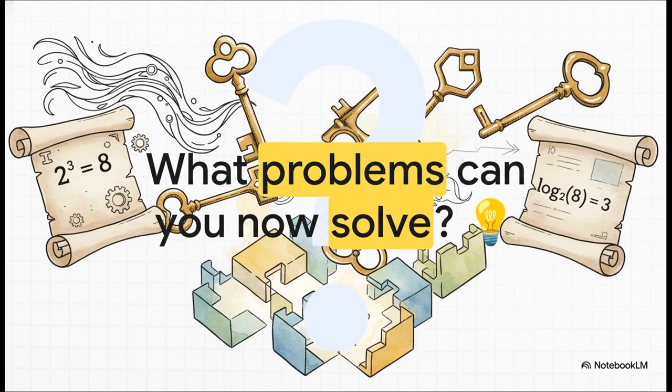So, we've seen that mastering logarithms isn't about memorizing some complex alien formula. It's really just about learning to be a translator. It's about seeing that 2 to the third equals 8 and log base 2 of 8 equals 3 are just two different ways of saying the exact same beautiful mathematical truth. So I'll leave you at this. Now that you have the key to translation, what new problems, what new questions can you unlock and solve?